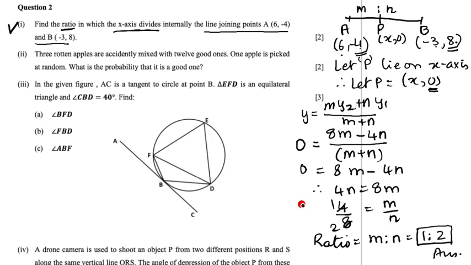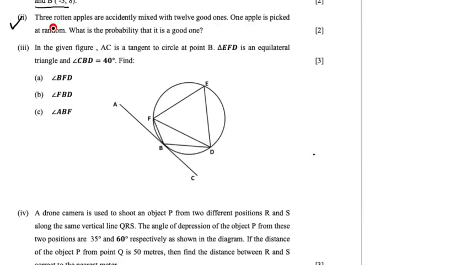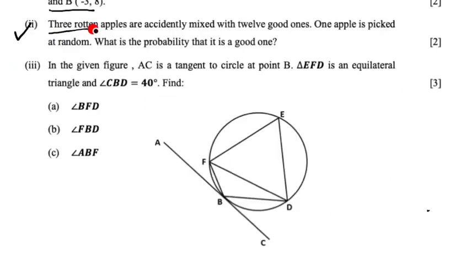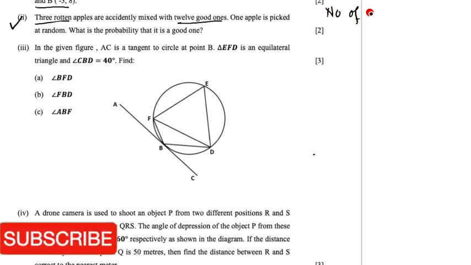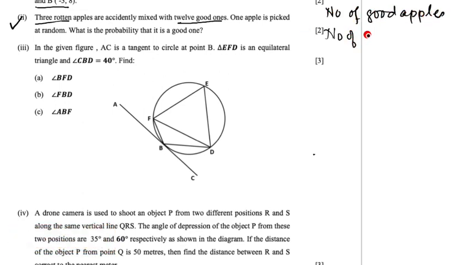Okay, clear about it? Let us come to question 2, second one. 3 rotten apples are accidentally mixed with 12 good ones. One apple is picked up at random. What is the probability that it is a good one? So we have the number of good apples and we have the number of rotten apples, and so we have the total number of apples.